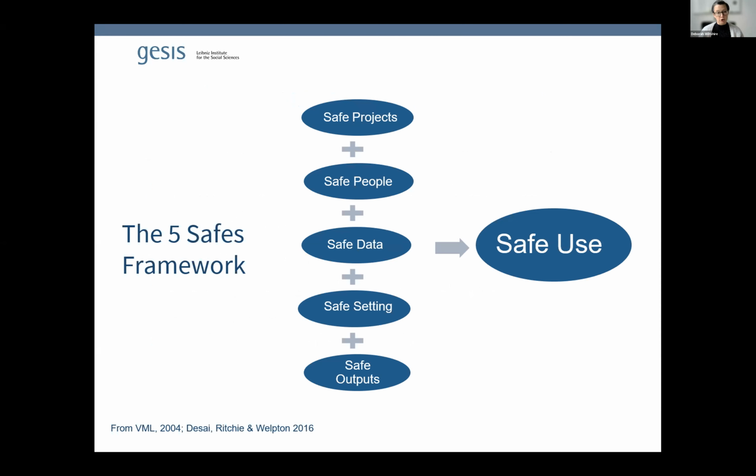Now, the 5 Safes framework is a very common way of thinking about how to set up safe remote access, both through safe rooms and remote desktop. It's quite widely used in social science settings. And it's great because actually the framework also quite neatly follows the life cycle of a secure data project, from application right through to publication of results.